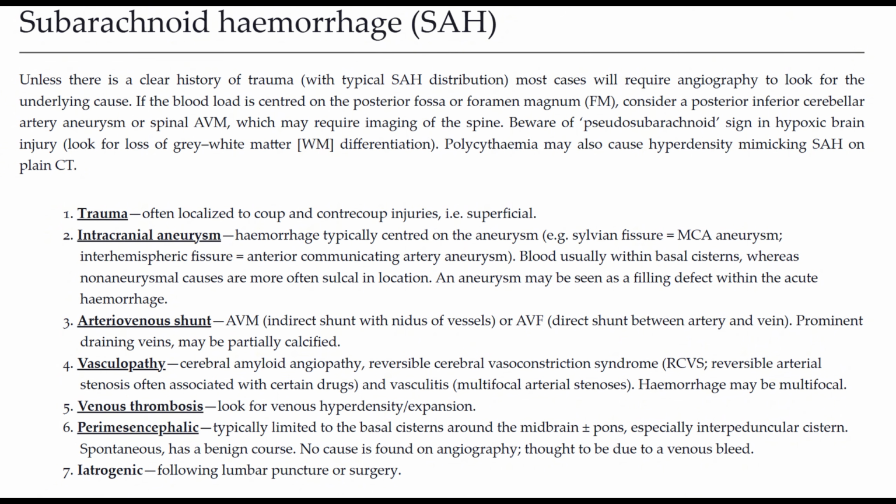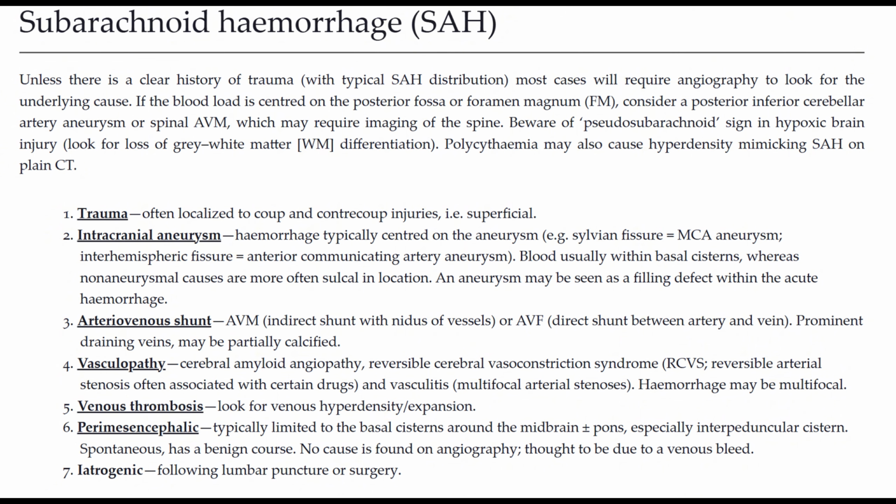In hypoxic brain injury, the brain can look diffusely hyperdense. This is the pseudo-subarachnoid sign. The giveaway is loss of gray-white differentiation rather than true sulcal blood. Polycythemia can also cause hyperdense blood, so the density alone isn't enough. Always interpret it in the right clinical context.